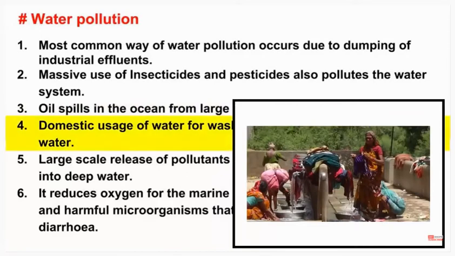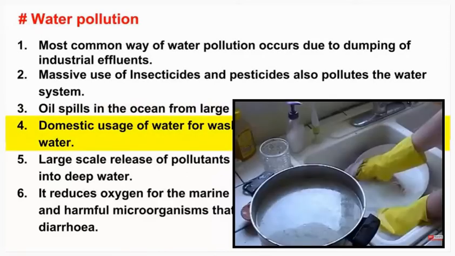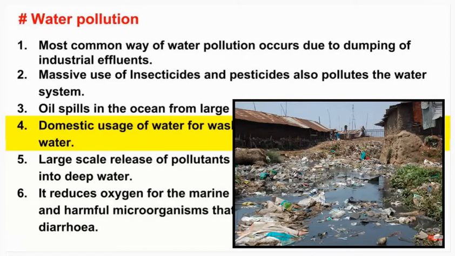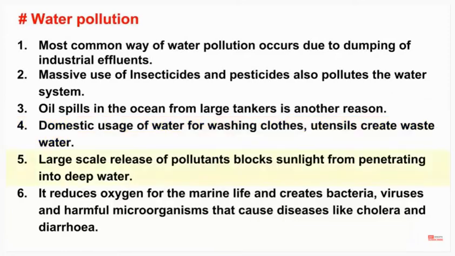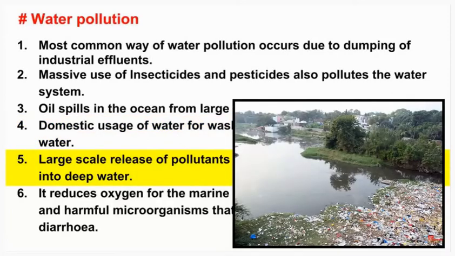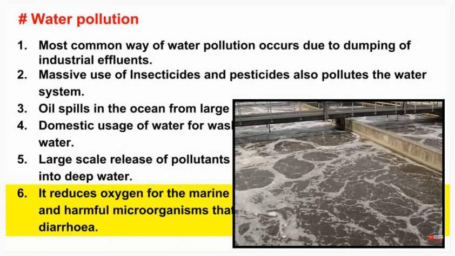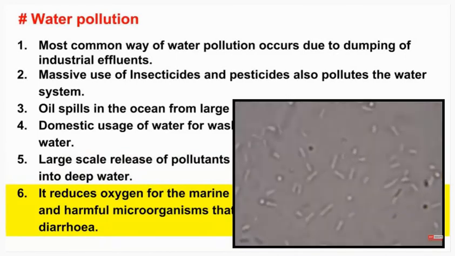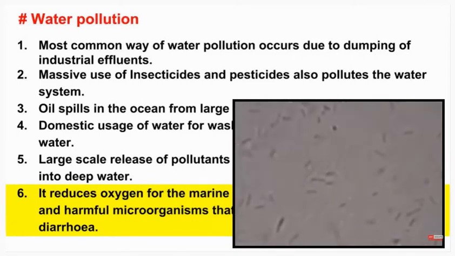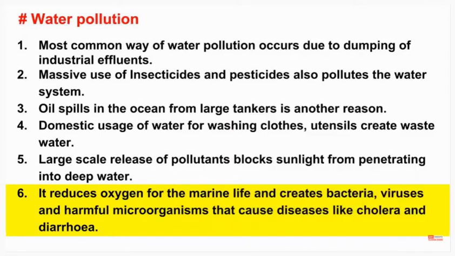Then washing clothes and utensils creates wastewater. With no proper sewage treatment, this wastewater is released directly into ponds and lakes, which causes heavy water pollution. The whole point behind all of this is, when large-scale pollutants are released into the water, it blocks sunlight from penetrating, thus reducing oxygen for the marine life, and it also changes their composition due to the introduction of new forms of bacteria, viruses, and other microorganisms that can cause waterborne diseases like cholera and diarrhea.